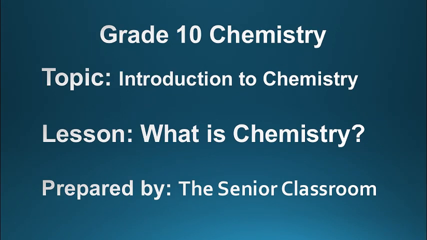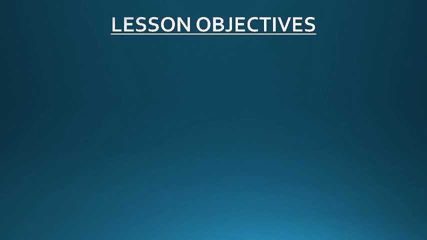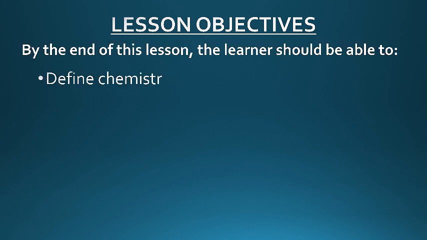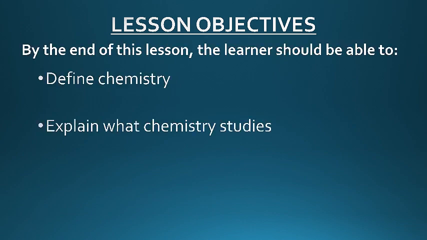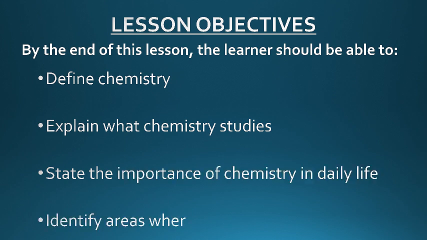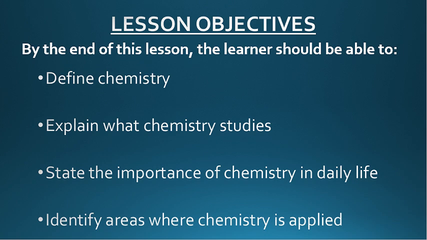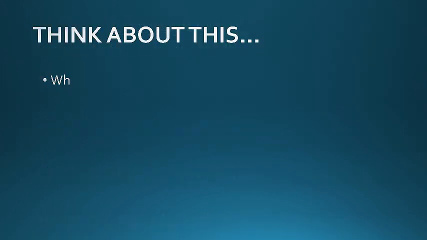In this lesson, we are starting grade 10 chemistry, and our topic today is introduction to chemistry. Specifically, we are going to learn about what chemistry is and why it is important in our daily lives. By the end of this lesson, you should be able to define chemistry, explain what chemistry studies, state the importance of chemistry in daily life, and identify areas where chemistry is applied. As we go through the lesson, keep these objectives in mind so you can check whether you have understood the content.